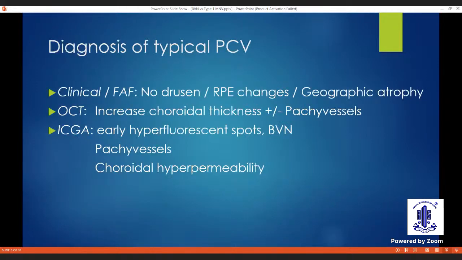The diagnosis of PCV typically depends on strong clinical suspicion. And then based on the OCT findings, we can come to a decent narrowing down of the diagnosis. ICG still remains the gold standard for the diagnosis of PCV because it picks up the polyp and the branching vascular network, which are the pathognomonic features of PCV disease.